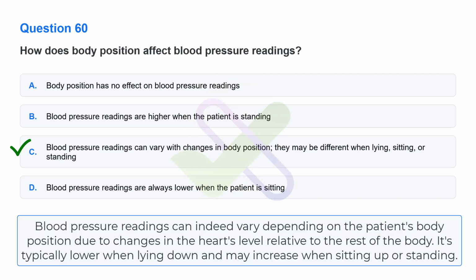The correct answer is C. Blood pressure readings can vary with changes in body position. They may be different when lying, sitting, or standing. Blood pressure readings can indeed vary depending on the patient's body position due to changes in the heart's level relative to the rest of the body. It's typically lower when lying down and may increase when sitting up or standing.